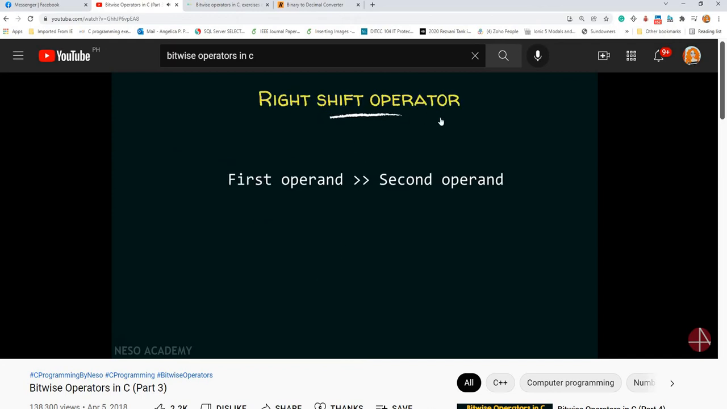What is right shift operator? Right shift operator looks like this. It is also a binary operator, therefore it requires 2 operands. The first operand is the one whose bits get right shifted. Second operand is the one which decides number of places to shift the bits. Before understanding the concept of right shift operator, let's try to consider some important points related to this right shift operator.